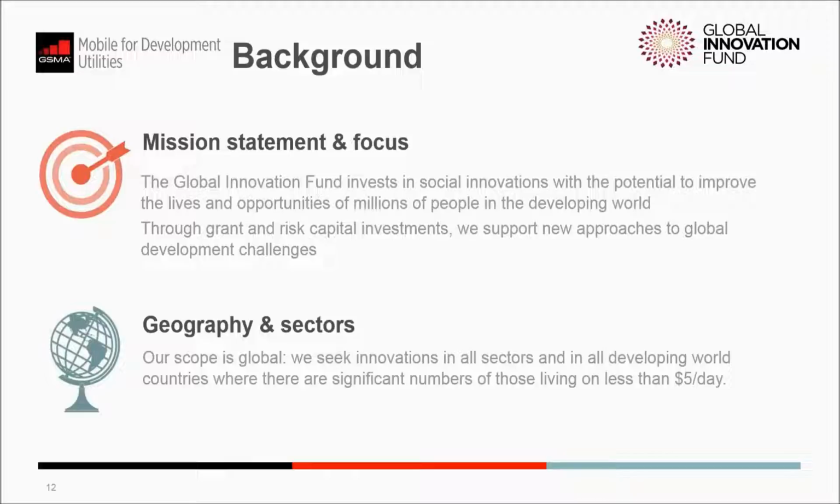So let me tell you a bit about the Global Innovation Fund. We were launched at the end of 2014, funded by a consortium of international donors like DFID and USAID, as well as Silicon Valley impact investors such as Omidyar Network. Our goal is to invest in social innovations that improve the lives and opportunities of those living on less than $5 a day. And we're designed to be deliberately flexible in how we can go about this, both in terms of having no formally specified sectors or geographies, as well as being able to deploy a wide range of investments.